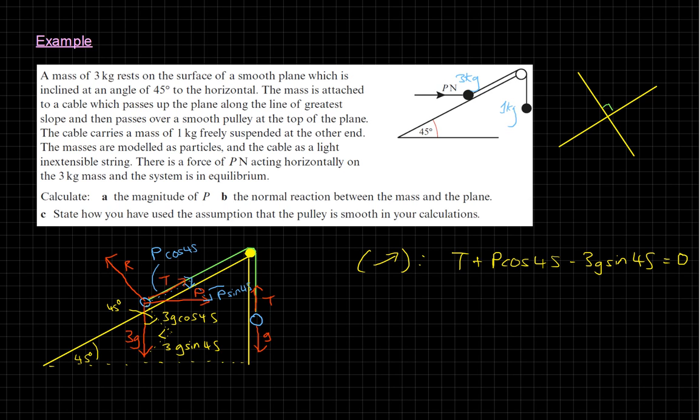Okay, and then let's consider the direction going up and out of the slope, so the perpendicular line to the slope. We've definitely got R going up. T is irrelevant. We've got a component of P going into the plane. That's the P sine 45. Let's take that away. And we've got 3g with a weight also going into the plane. That's 3g cos 45.